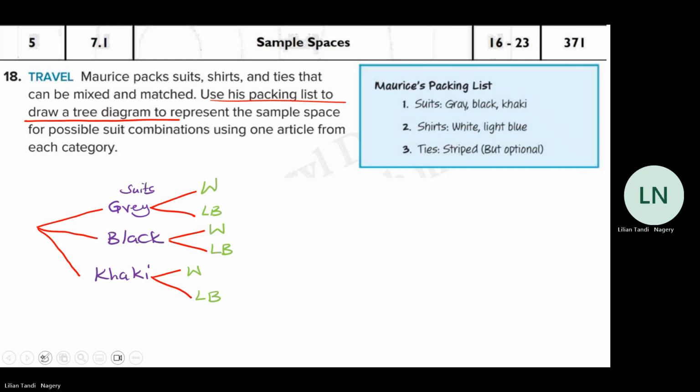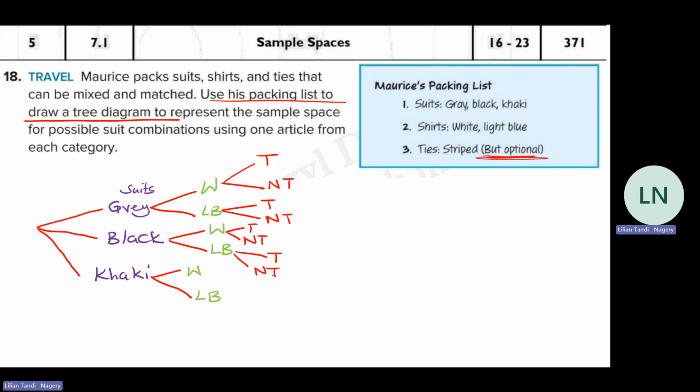Then they break down to ties. You can wear a tie and no tie. So tie, no tie. How did I know no tie? Because it said you have an option of not wearing the tie. Optional means not wearing. You can or you cannot. So I told you reading is important. Tie, not tie. Tie, not tie.